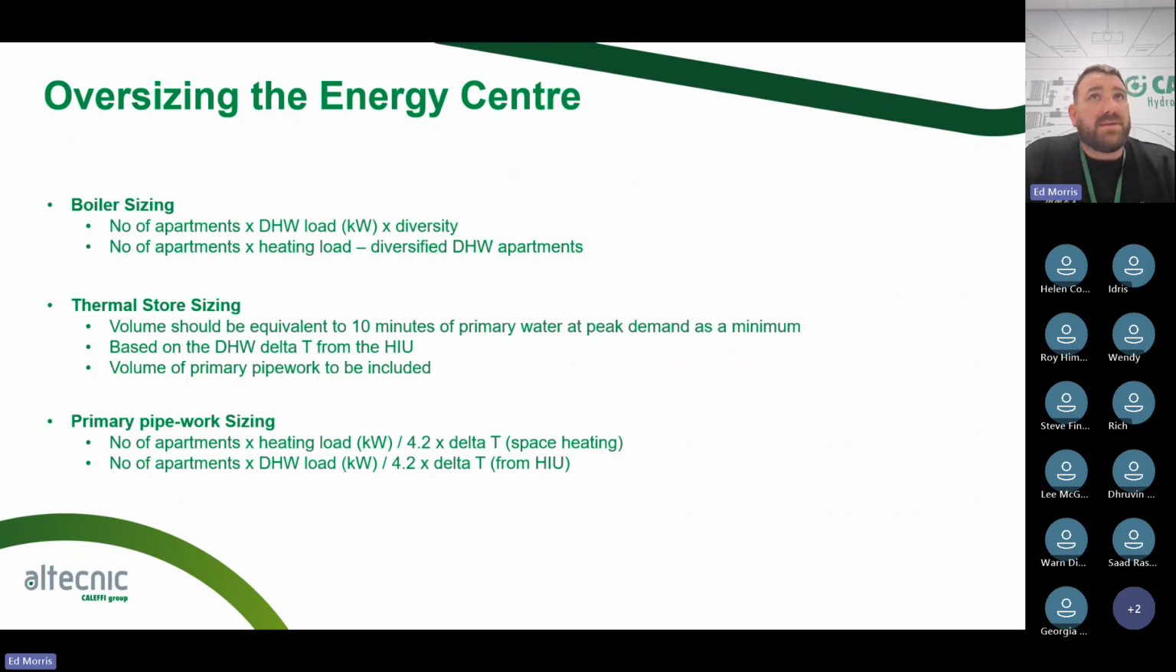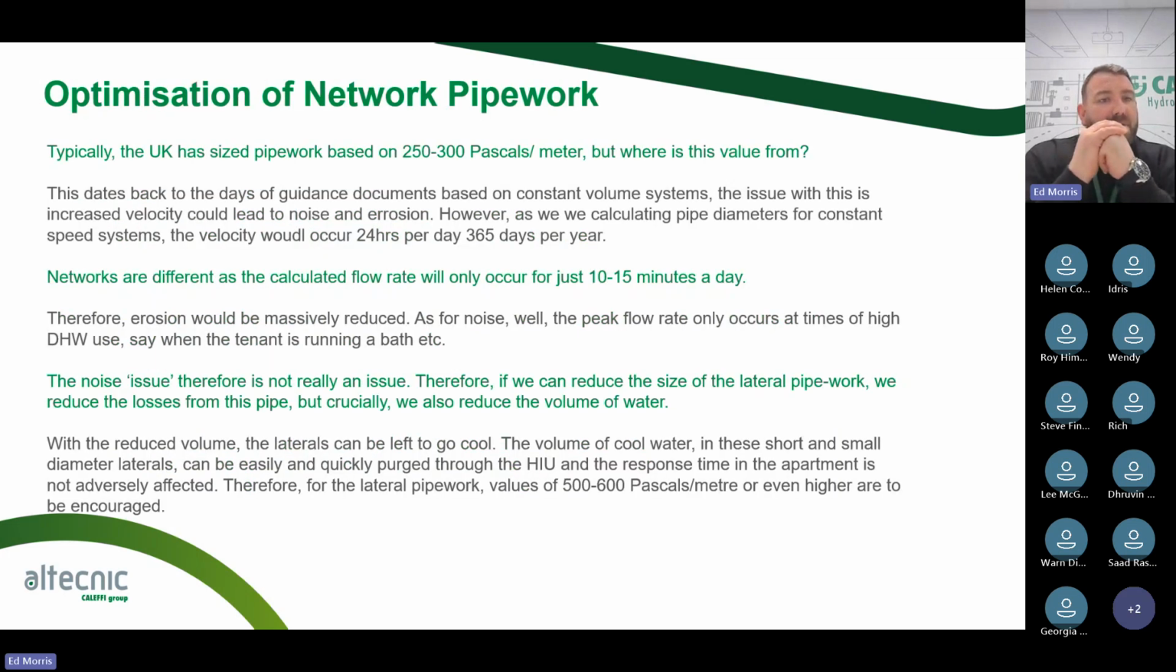The number of apartments times domestic hot water load in kilowatts, divided by 4.2 times the delta T from the HIU. So it's critical you've got all the information up front when you're sizing it, so you can apply the right systems or the right calculations to get the right sizes you're looking for. So, optimization of network pipework.